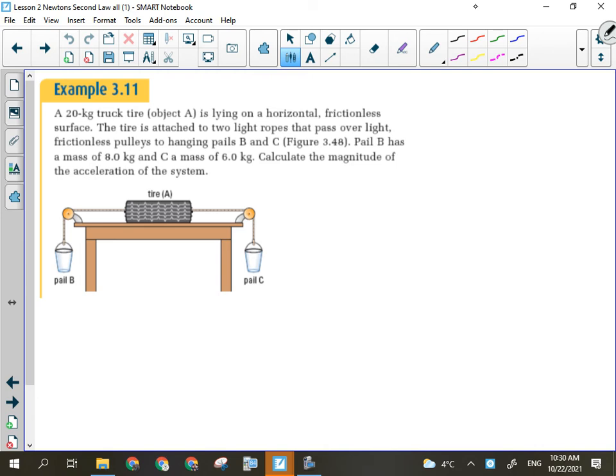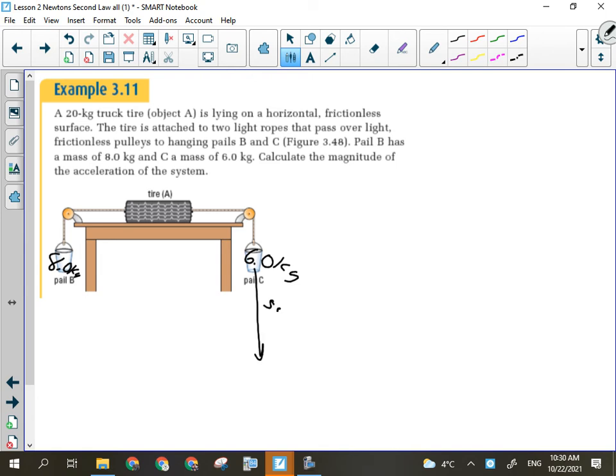So the first thing they tell us is that this table is one of these magical frictionless surfaces. So we don't have to worry about any drag anywhere. We do know that these pails are 8 and 6 kilograms respectively. And since they're hanging off of a pulley, what's acting on them? Gravity. All right, so we've got gravity acting here.